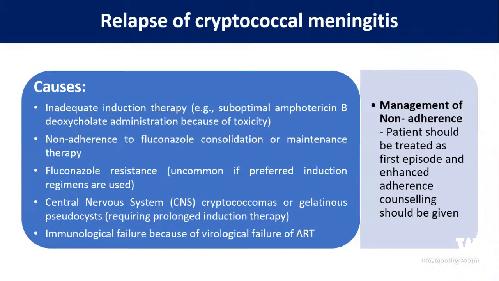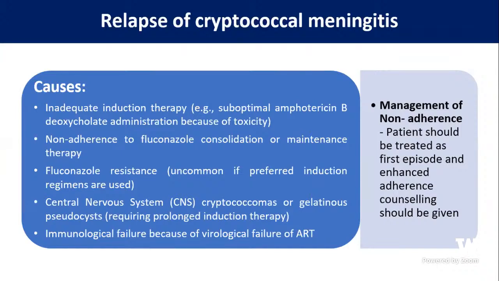It is very important to remember these patients can have frequent relapses, and relapses occur because either the induction therapy was inadequate, you have given a single drug, or you gave suboptimal dosing of the drug, or the patient was not adhering to the fluconazole therapy, secondary prophylaxis, or sometimes some rare forms of cryptococci are resistant to fluconazole. So you can have fluconazole resistance in these patients, and that can give rise to relapse.